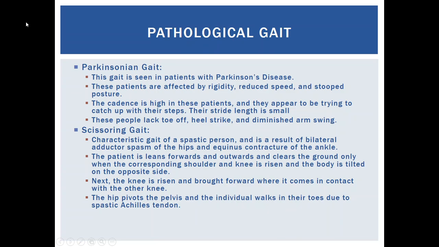So if you are trying to lift and plant your right foot, then your body is twisted towards the left. The right shoulder and the knee have to rise in order to facilitate ground clearance. The raised knee is brought forward, and when it comes in contact with the other knee, the hip pivots the pelvis, and the individual walks on their toes due to spastic Achilles tendon.